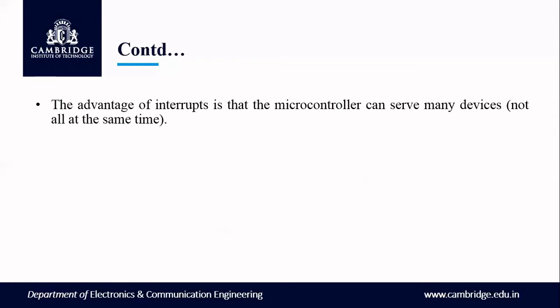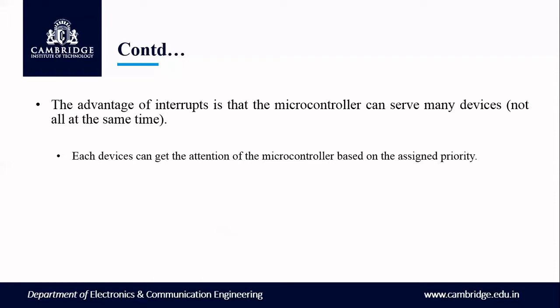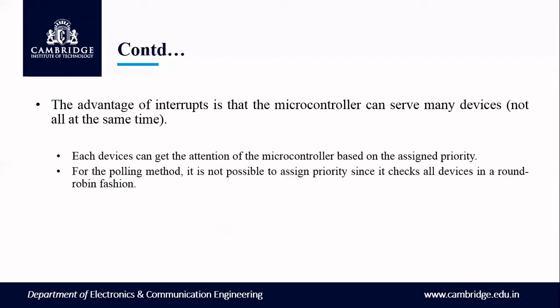So the advantage of interrupt is that the controller can serve many devices, not all at the same time. For that, you need to understand interrupts. Each device can get the attention of the microcontroller based on the assigned priority. So you can assign a priority to the interrupts. For the polling method, it is not possible to assign priority since it checks all devices in a round robin fashion. So interrupt has more advantage with respect to higher priority interrupts if you want to attend to them first.